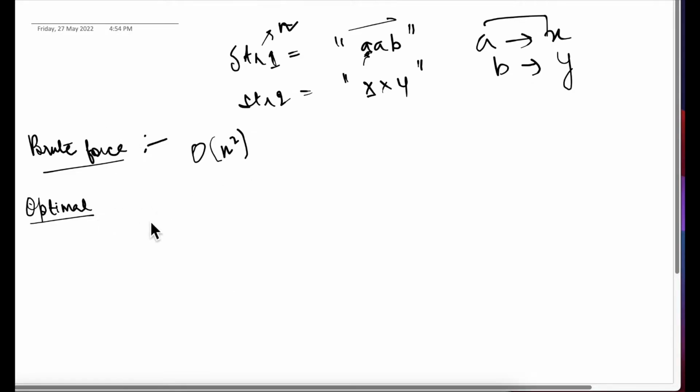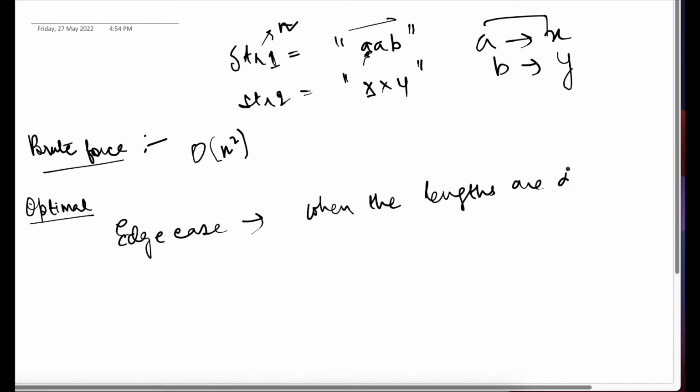Before starting with the optimal solution, let us see what the edge cases should be. When would we say these strings are outright not isomorphic? When the lengths of the strings are different. If the lengths are not matching, then straight away we can return false, because if the lengths are different, there cannot be any one-to-one mapping. So that's the edge case.